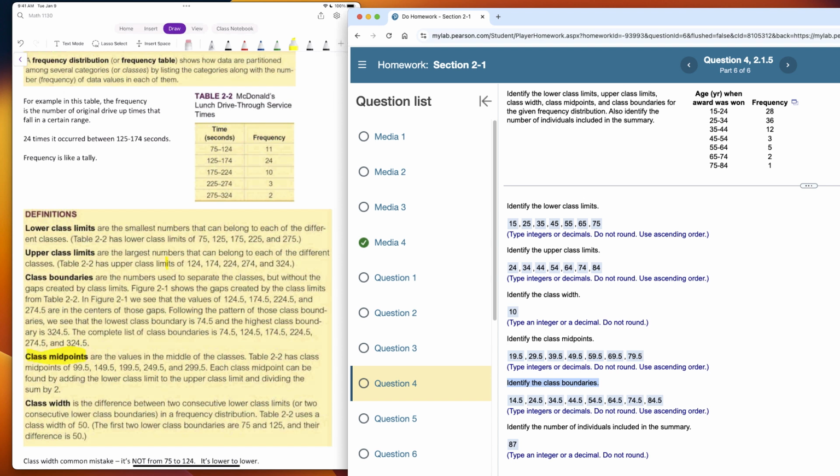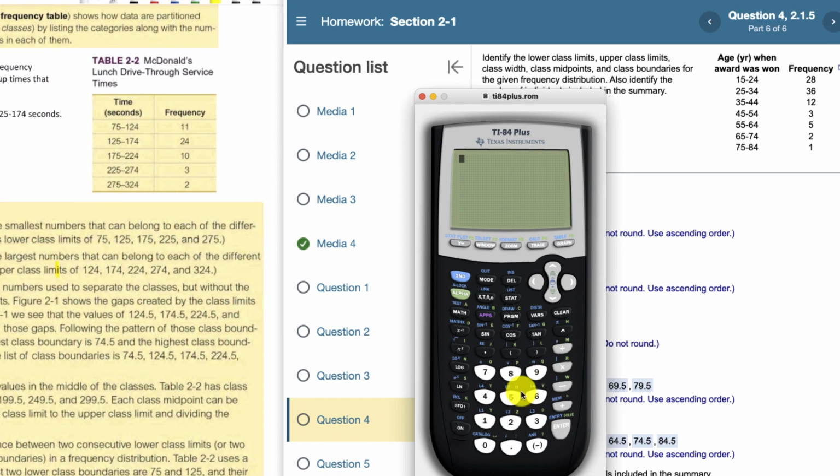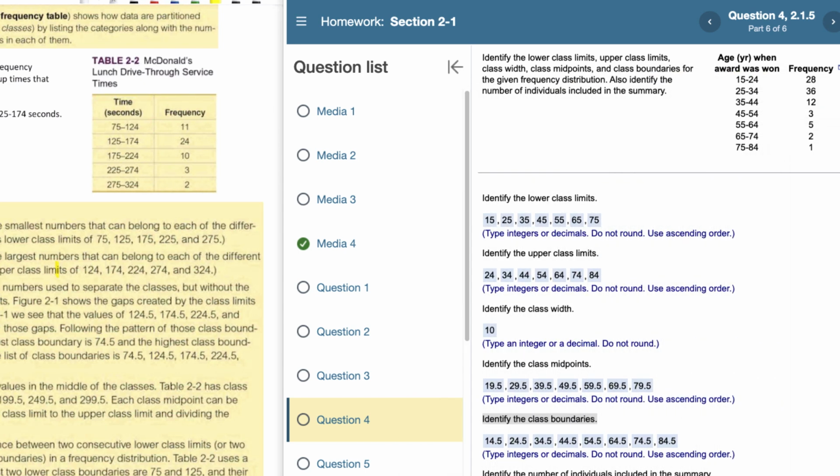The class midpoints are going to be the values in the middle of the classes. So that means you take the 15 plus the 24 and divide by 2. You're actually finding the middle of that class. So 15 plus 24, hit enter, divide by 2, and the middle of that class is 19.5. So you will see the midpoint being 19.5. 25 plus 34 divided by 2, 29.5 is the actual midpoint. Stay within the class. Don't go 15 to 25 and divide by 2, go 15 to 24.